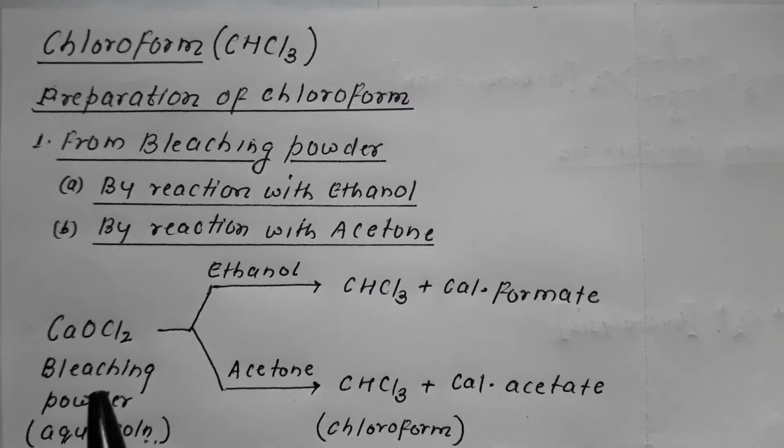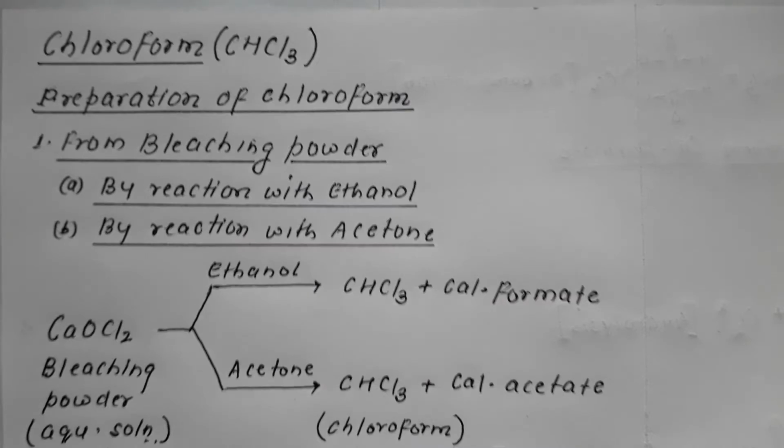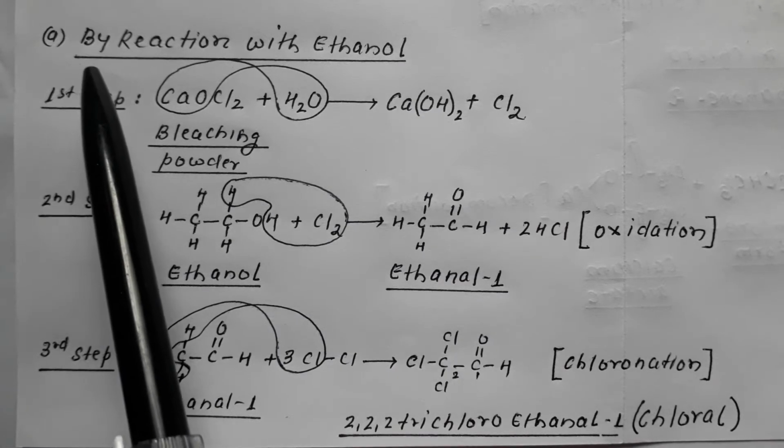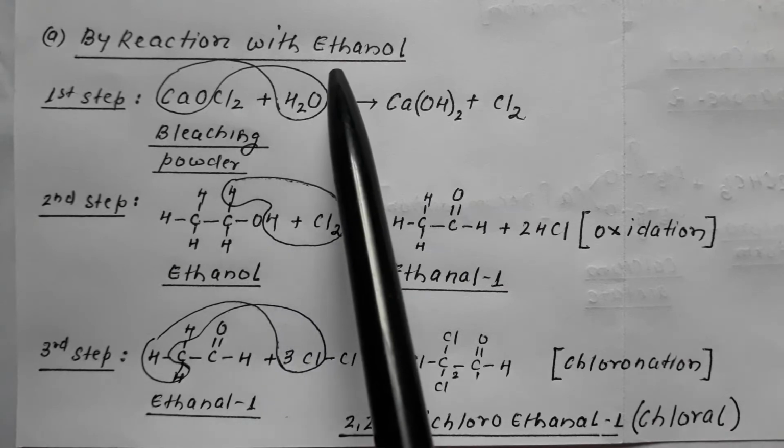So aqueous paste of bleaching powder, when made to react with ethanol, gives chloroform plus calcium formate. When it is made to react with acetone, it gives chloroform plus calcium acetate. Let me elaborate one by one. So let's first discuss reaction with ethanol. Number one, by reaction with ethanol.